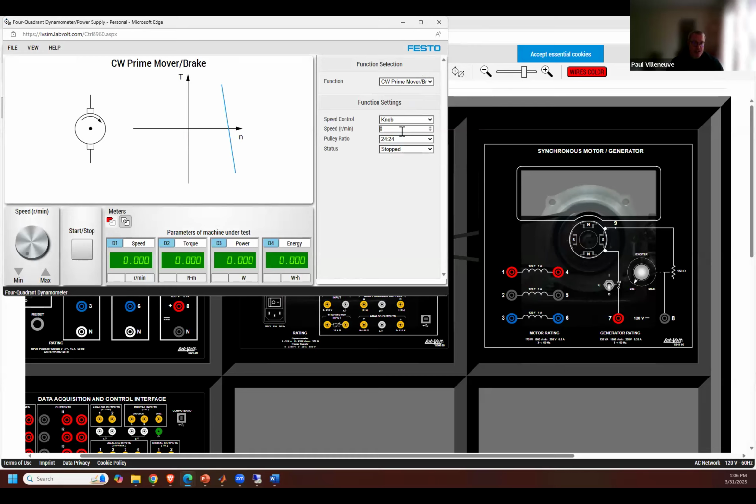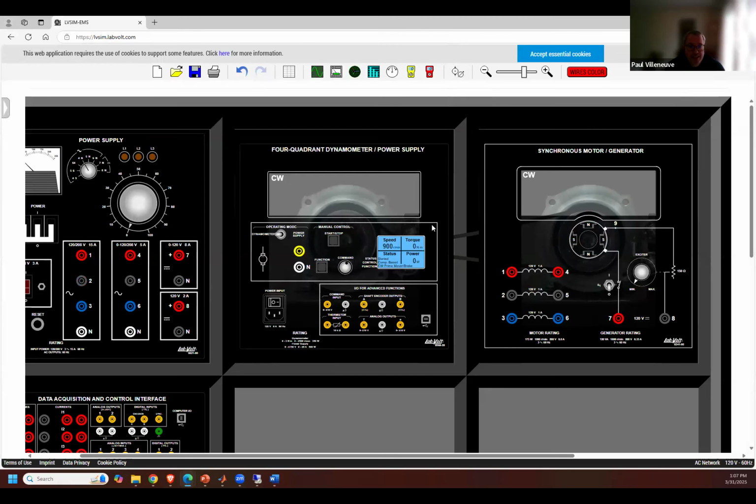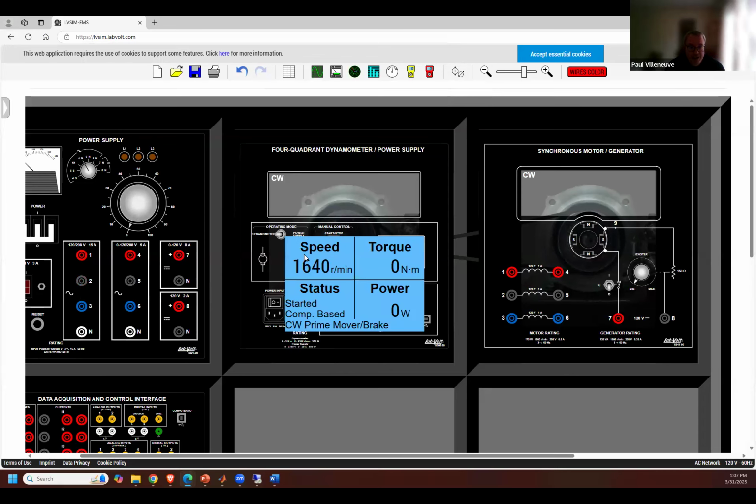But I'm going to go ahead and change the speed. So let me change it to 1800 RPM. And then go ahead and start it. Okay. And kind of hard to see, but it actually is rotating. It tells you it's at 1651, 52.